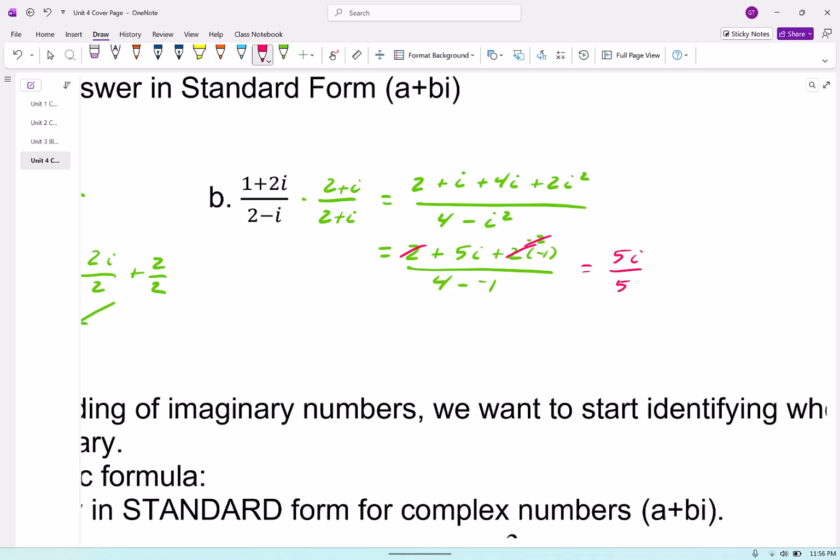Just want to make sure, minus negative 1. Yep, 5 over 5. Okay, which then will cancel out into just i for my answer.